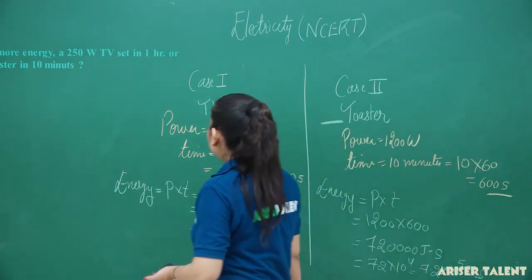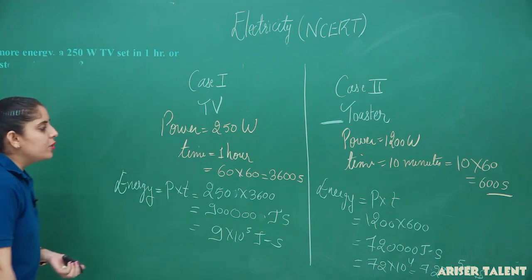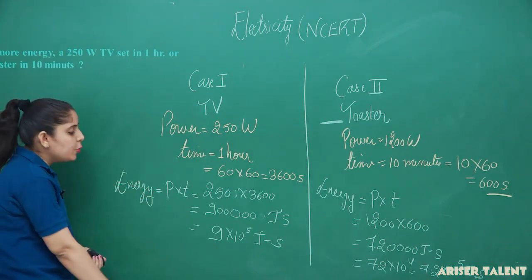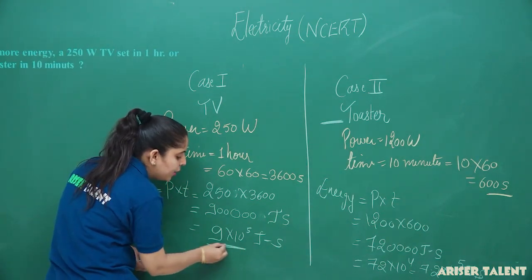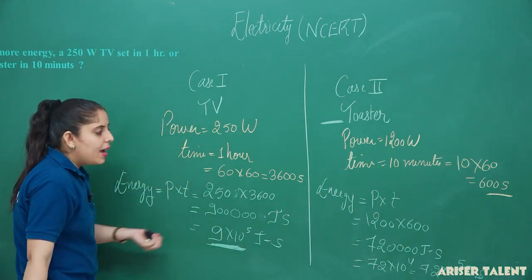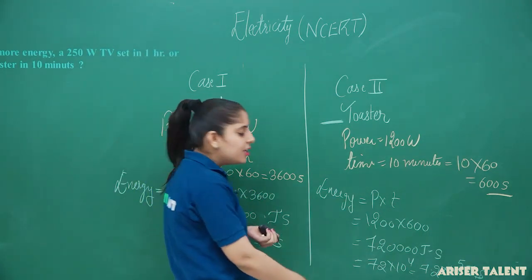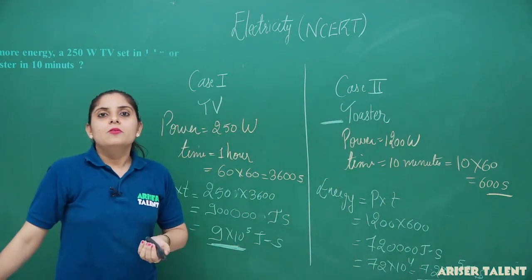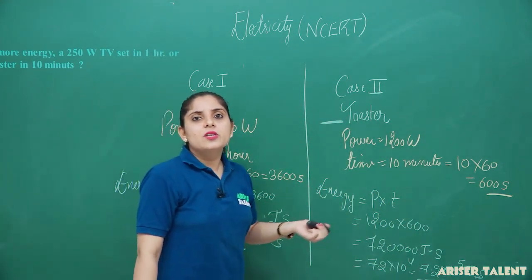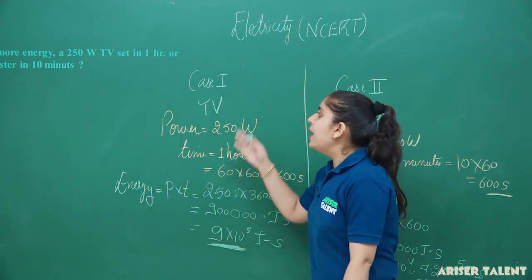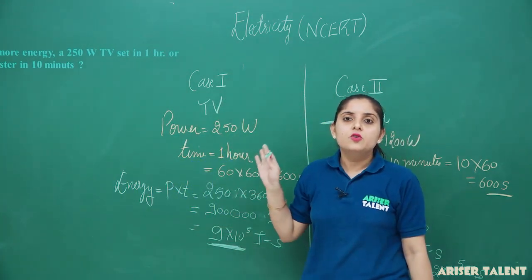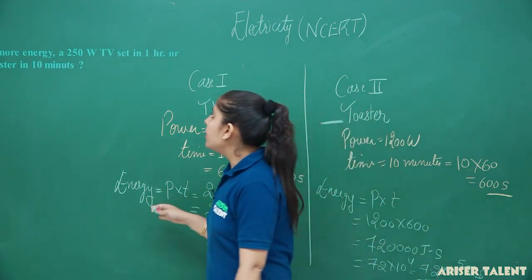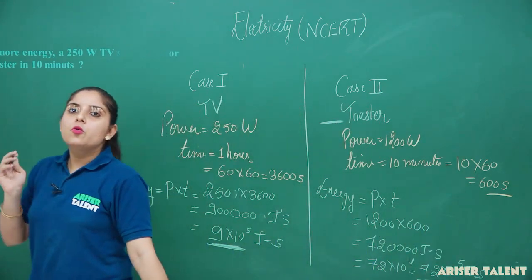So, what two answers are you getting in both the cases? In case of the television, you are getting the energy 9 into 10 raised to the power 5. And in that case, you are obtaining the energy 7.2 into 10 raised to the power 5. Then, which equipment is using more energy? It is very clear that TV is using more energy. So, TV at 250 watt in 1 hour will consume more energy.